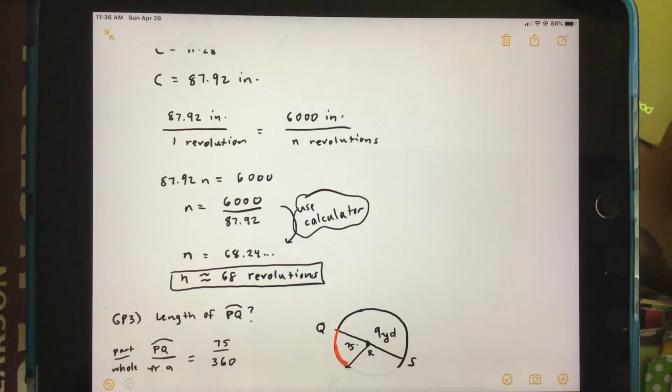Okay, then we divide both sides by 87.92, and using our calculator, we'll get a value slightly higher than 68. But it doesn't make any sense to talk about revolutions in parts, so we're just going to report our answer as approximately 68 revolutions. It makes slightly more than 68 revolutions, but 68 is close enough because rounding off to the nearest whole number makes sense in this application.